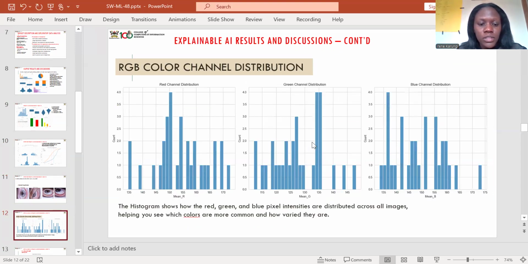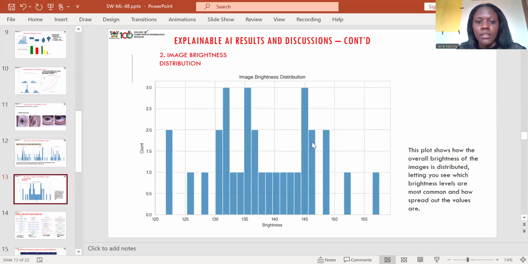Then this histogram shows how the red, green, and blue pixel intensities are distributed across all the images, helping you see which colors are more common and how varied they are. Then our next one shows the image brightness distribution. This plot shows how the overall brightness of the images is distributed, letting you see which brightness levels are most common and how spread out the values are.